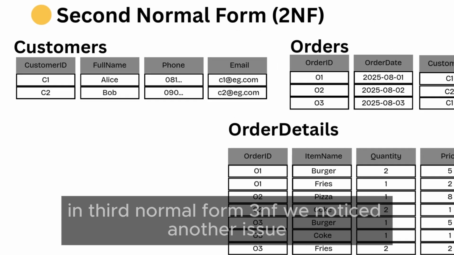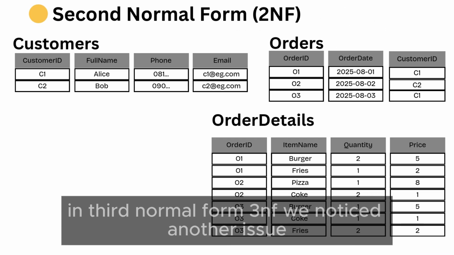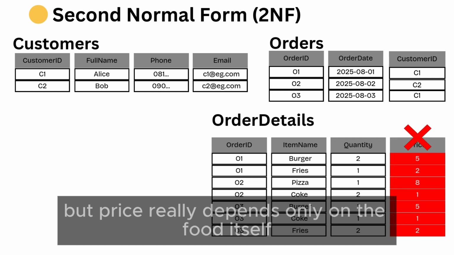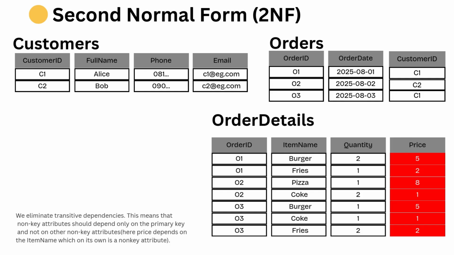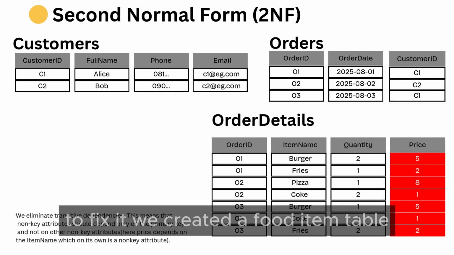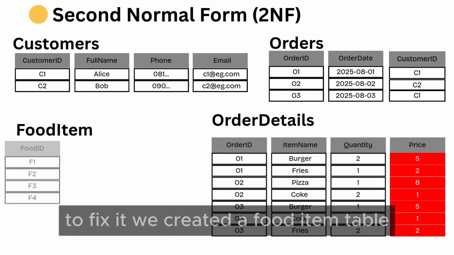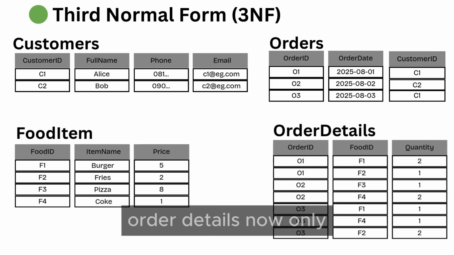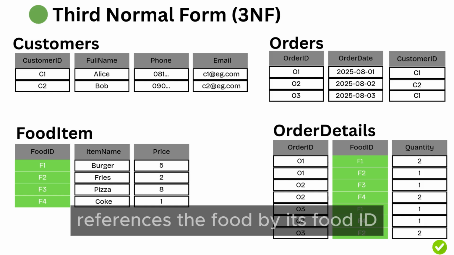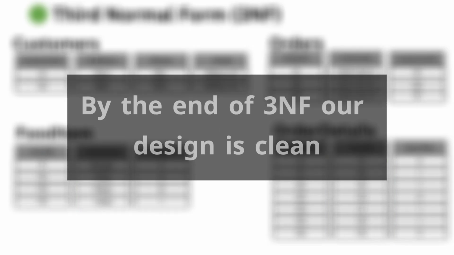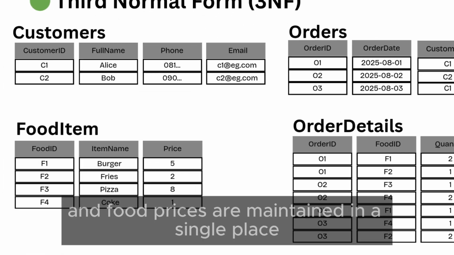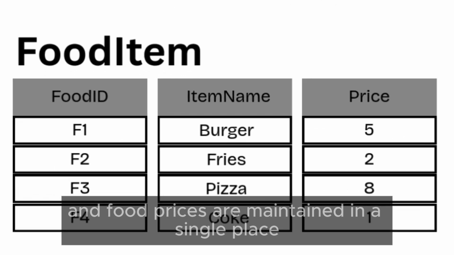In third normal form, 3NF, we noticed another issue. Food price was stored in the order details table, but price really depends only on the food itself, not the order. This is a transitive dependency. To fix it, we created a food item table where each food item and its price are stored only once. Order details now only references the food by its food ID. By the end of 3NF, our design is clean, efficient, and avoids duplication. Customers are stored once, orders are tracked properly, and food prices are maintained in a single place.